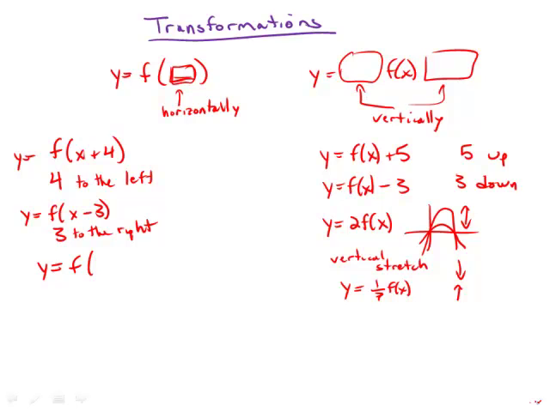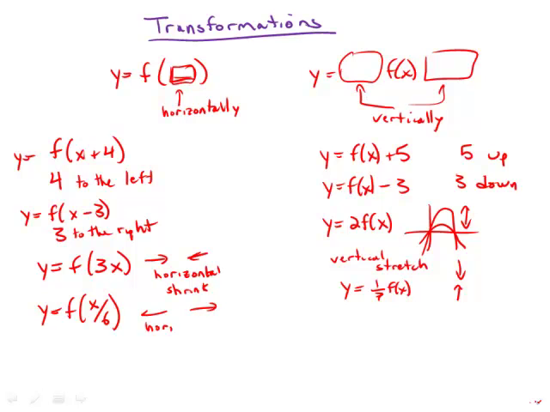Now remember, because things are not what you expect when you do it on the inside, when we multiply on the inside, this produces a horizontal shrink. Multiplying produces a horizontal shrink. Whereas if we divide on the inside, f of x over 6, this is a horizontal stretch. And again, it takes time to plug in numbers and figure out why it is that things are opposite on the inside of what they should be.